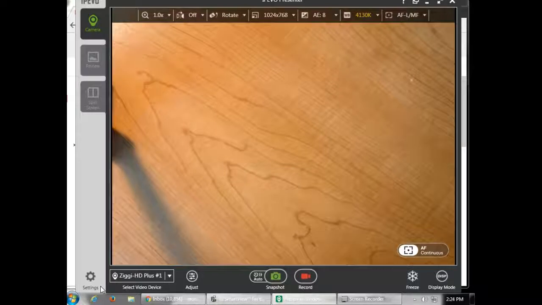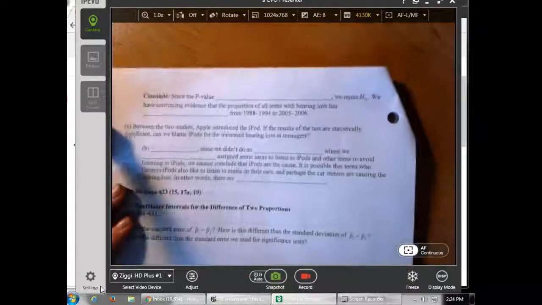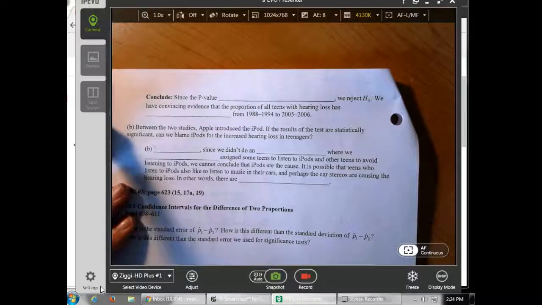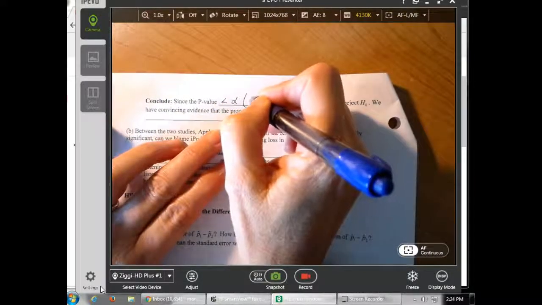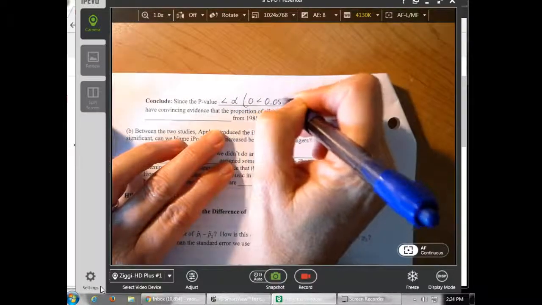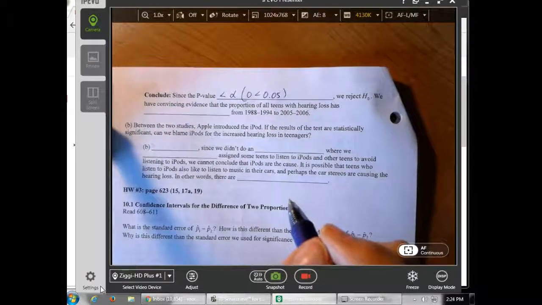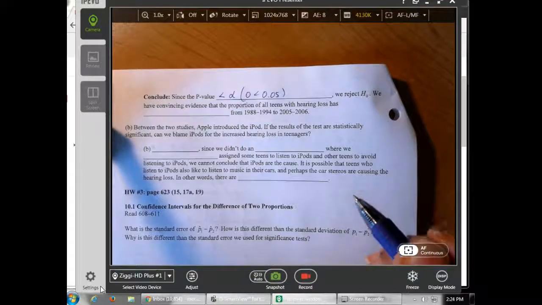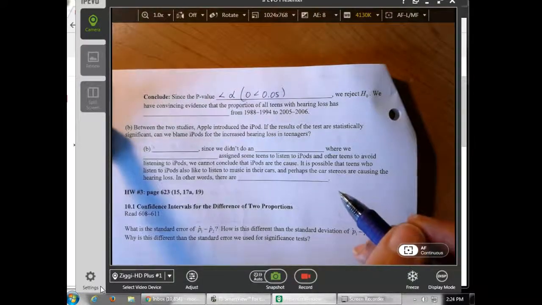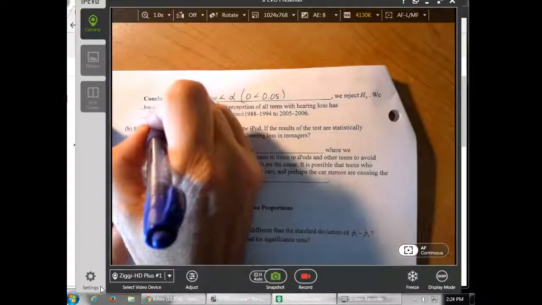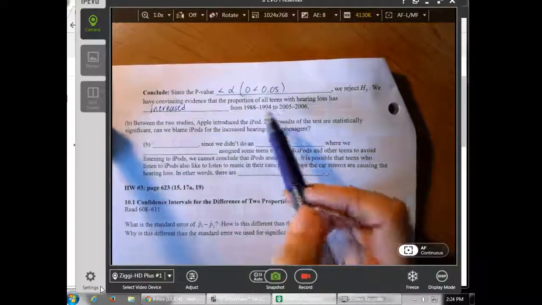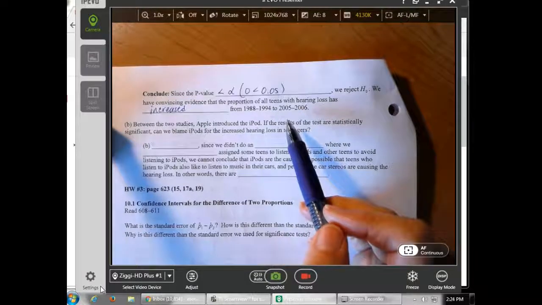Okay, let's conclude. So since the p-value is less than alpha, and you want to give it some numbers here, 0 is less than 0.05, obviously, we are going to reject the null claim. We have convincing evidence that the proportion of all teens with hearing loss has actually increased from 1988-94 to 2005-2006.